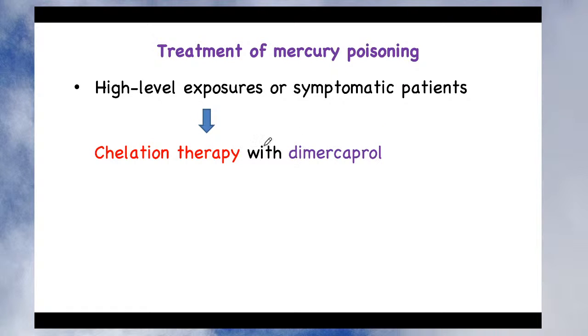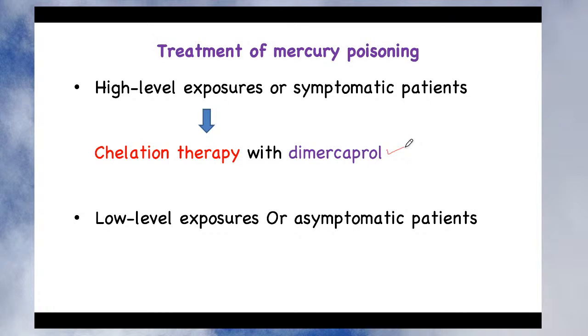So you give dimercaprol when the patient has high level exposure or is symptomatic in nature, and that we have seen happens only in case of acute overdose of mercury poisoning. It doesn't happen in chronic mercury poisoning, because in chronic mercury poisoning the symptoms develop slowly, so at the initial level there are no symptoms. So in case of acute overdose, where there is high level exposure and the patient shows symptoms and is symptomatic in nature, you can give chelation therapy with dimercaprol. So this is the first way of giving the treatment.